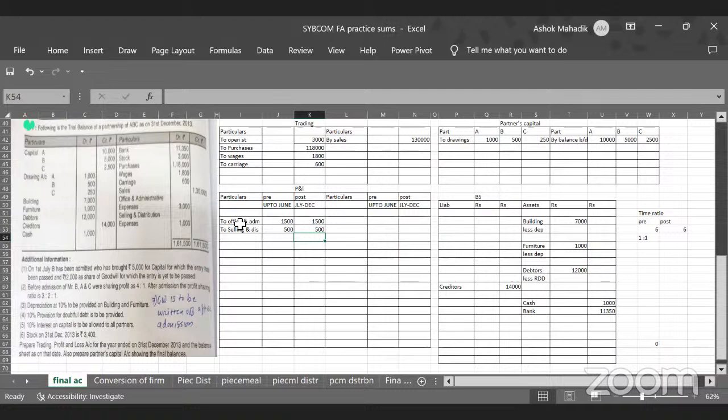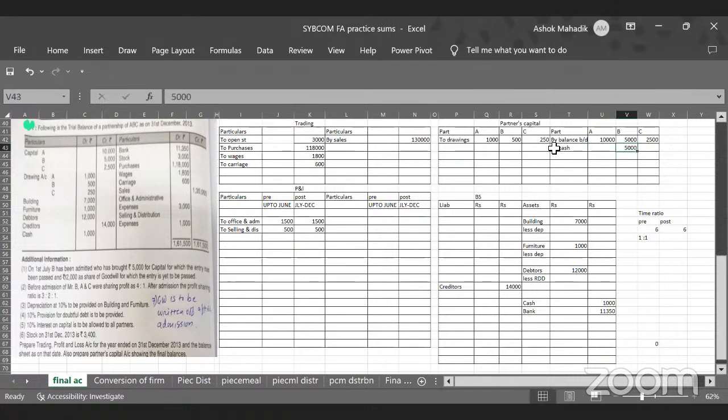On 1st July, B has been admitted who has got 5,000 for capital for which the entry has been passed. Yeah, we saw that in capital 5,000 is already recorded. So the entry is already made. So need not make entry for this 5,000. Suppose they said that even this was not recorded, then in trial balance this figure would not have been there. In that case, what you would have done, you would have written here by cash, and in B's column you will write 5,000.